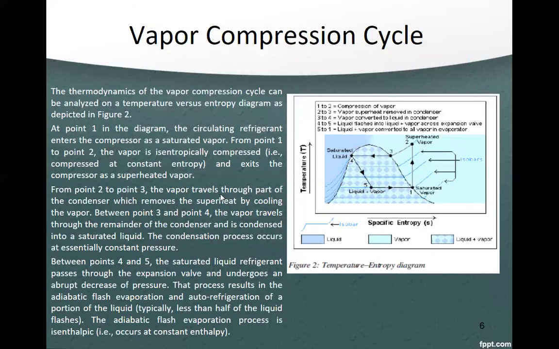Ito na lang dito. Ito yung pH chart, vapor compression cycle. Thermo, ito yung dito.